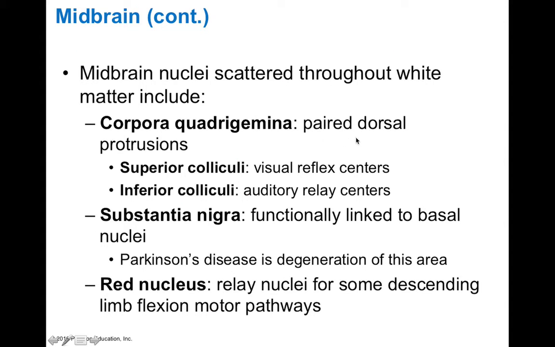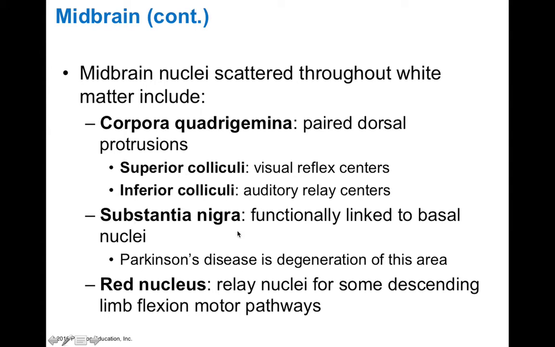So the corpora quadrigemina are those four bumps we saw. Superior colliculi are the visual reflex centers, the two superior bumps. Inferior colliculi are the auditory reflex centers. And when I say reflex, I'm saying that's under unconscious control. So a visual reflex would be like, a ball flying at your face and you squint really quickly, right? Or the auditory reflex would be like you hear a loud clap and then you kind of flinch rapidly. That's an inferior colliculus structure.